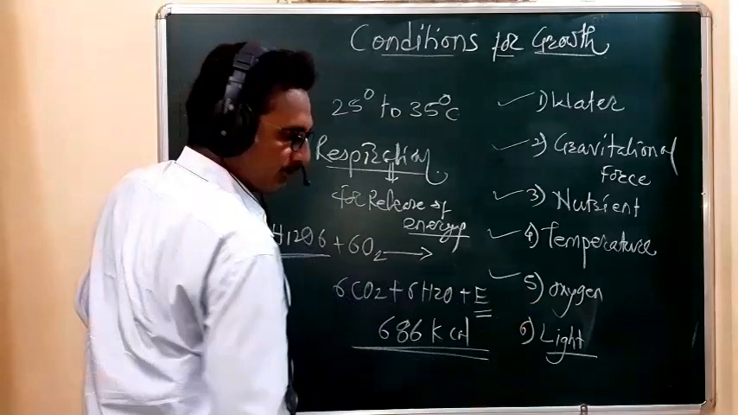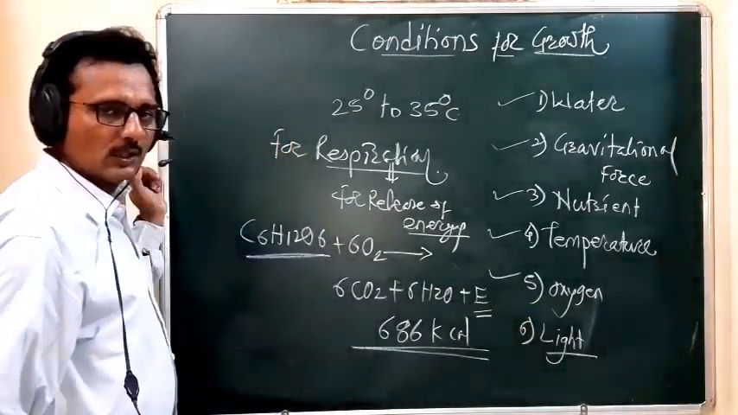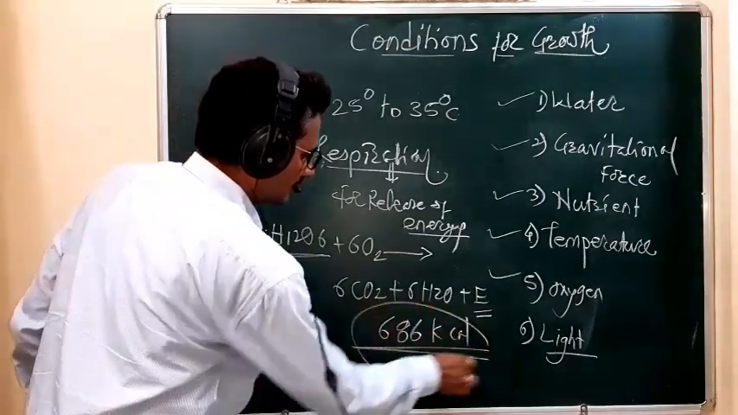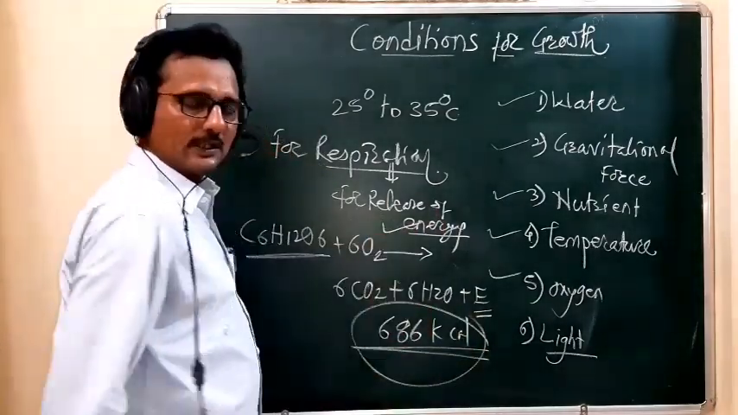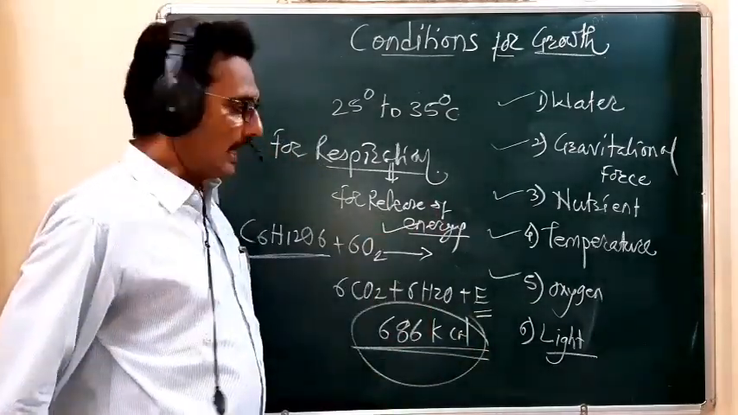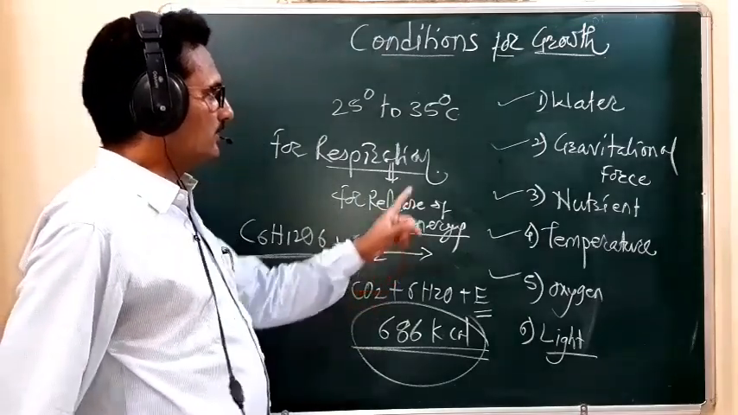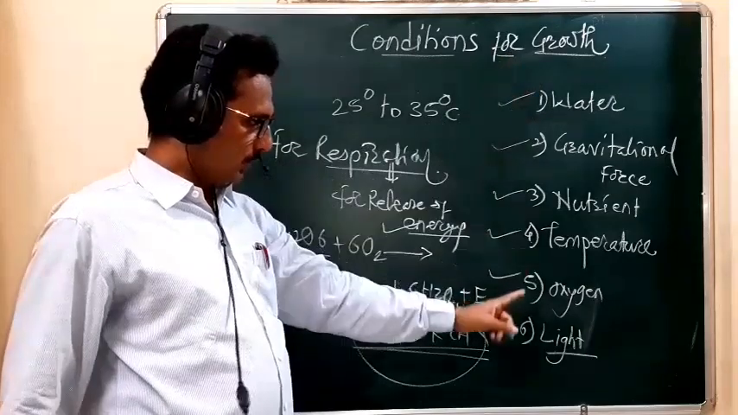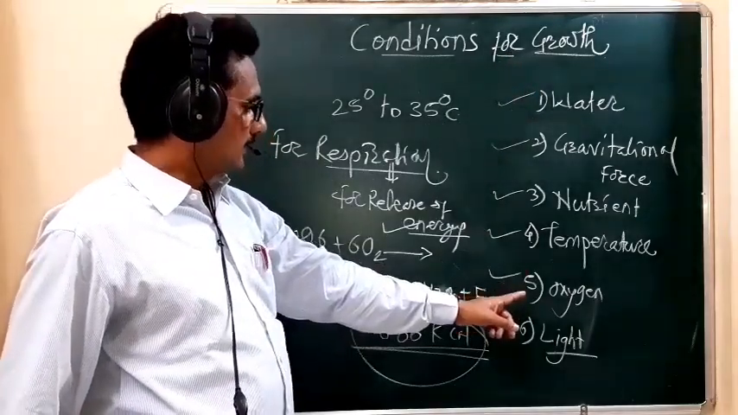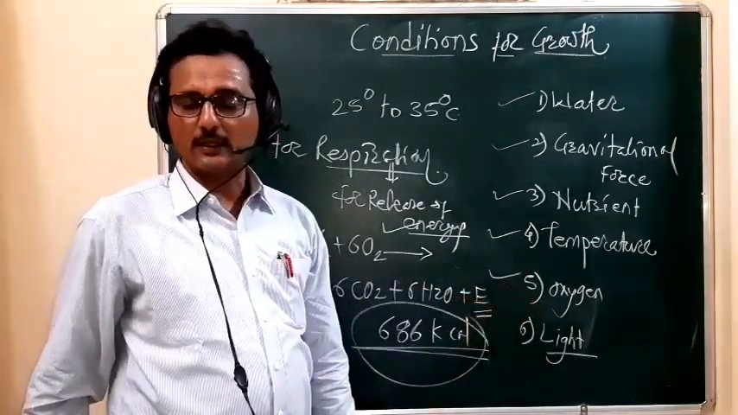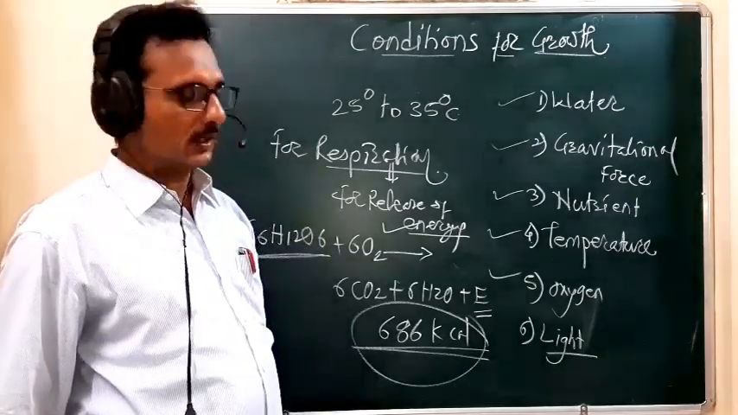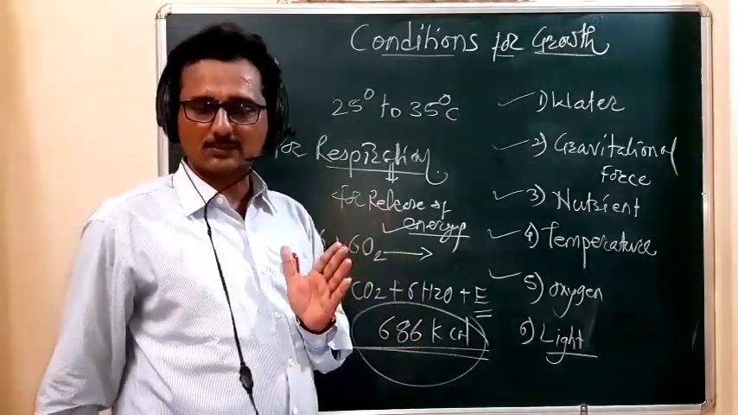So oxygen plays a most important role as far as the generation of energy is concerned, and this energy is utilized for the growth of that plant body. So in this fifth condition, when there is a necessary amount of oxygen in the atmosphere, the plant shows the maximum growth.